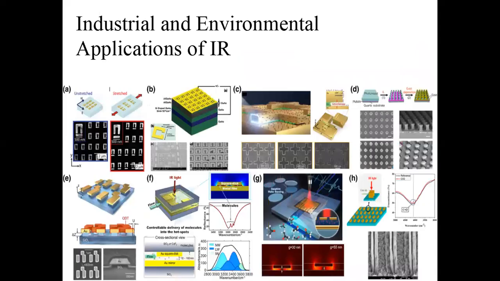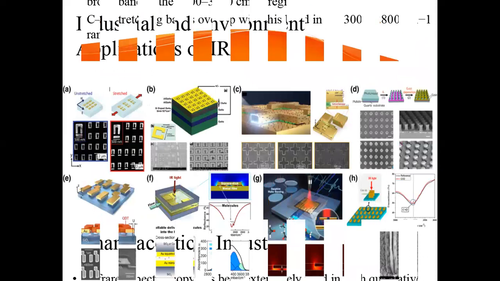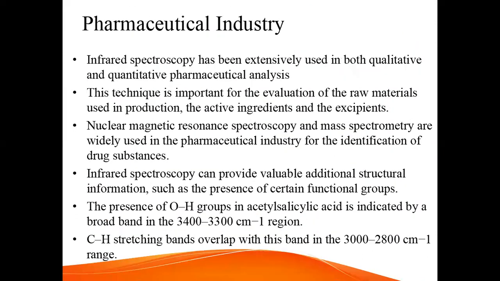Now, industrial and environmental applications of IR. Pharmaceutical industry. Infrared spectroscopy has been extensively used in both qualitative and quantitative pharmaceutical analysis. This technique is important for the evaluation of the raw material used in production, the active ingredient, and the excipients. Nuclear magnetic resonance spectroscopy and mass spectrometry are widely used in the pharmaceutical industry for the identification of drug substances.